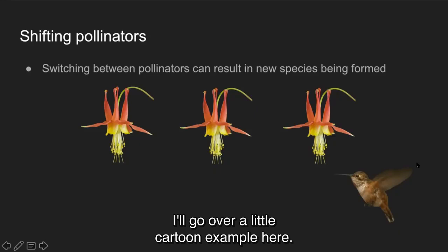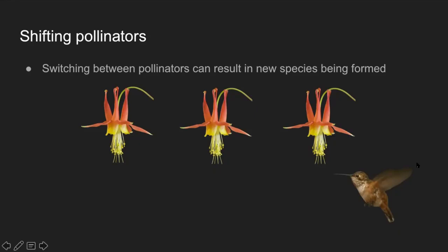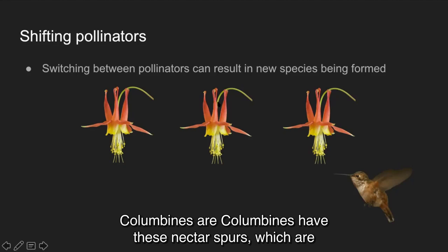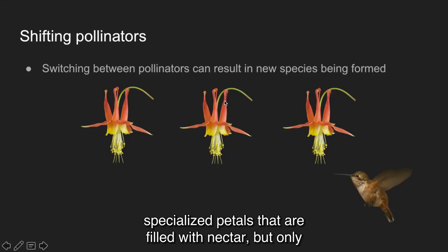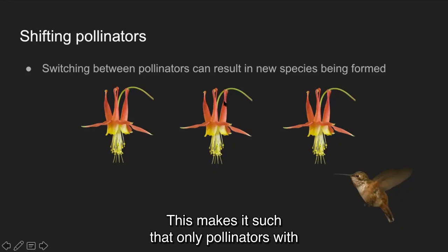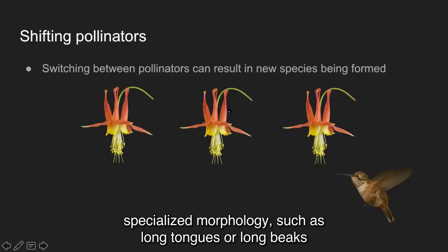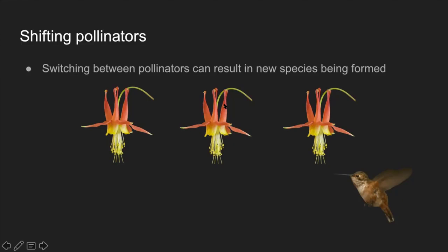And I'll go over a little cartoon example here. So here we have columbines. Columbines have these nectar spurs, which are specialized petals that are filled with nectar, but only at the base. This makes it such that only pollinators with specialized morphologies, such as long tongues or long beaks, can reach them.